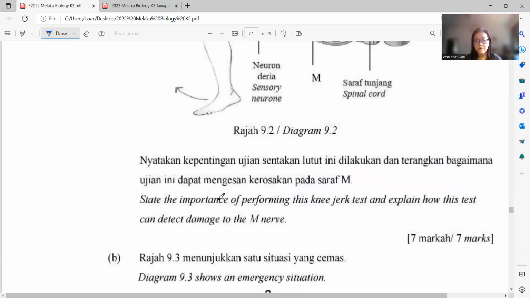State the importance of performing knee jerk tests and explain how this test can detect damage to the M nerve.